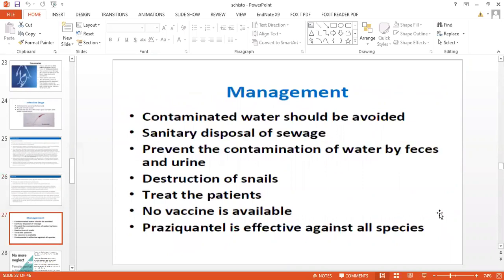The eventual management, you can summarize it. Contaminated water should be avoided. Sanitary disposal of sewage, prevention of contamination of water by feces and urine, destruction of snails, treatment of patients. Although there is no vaccine, the drug of choice, or rather the only drug available, praziquantel, is effective against all species.